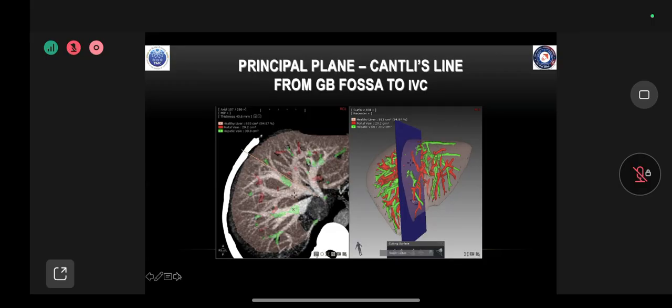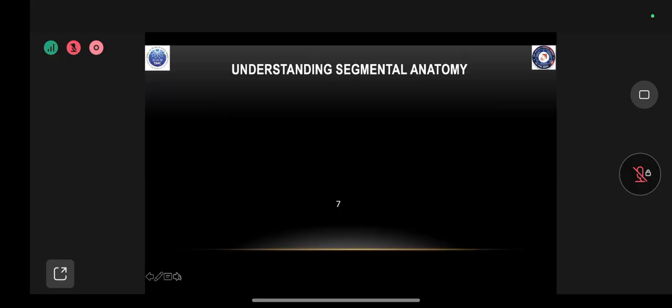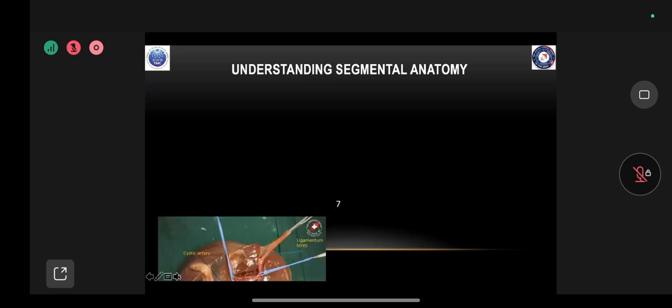Cantlie's line is what we follow for transection. It is a straight line which is drawn from the gallbladder fossa to the IVC. It's the same for a right or left hepatectomy, what you want to do depending on the location of the tumor. And how do you understand this segmental anatomy on radiology?